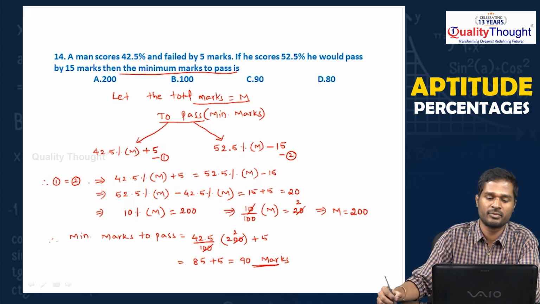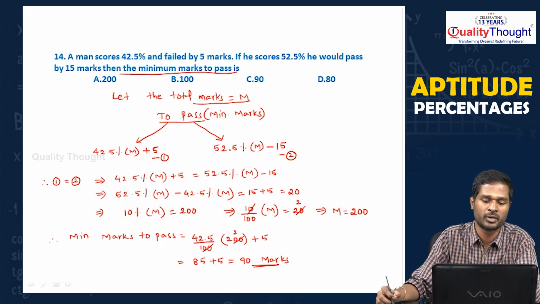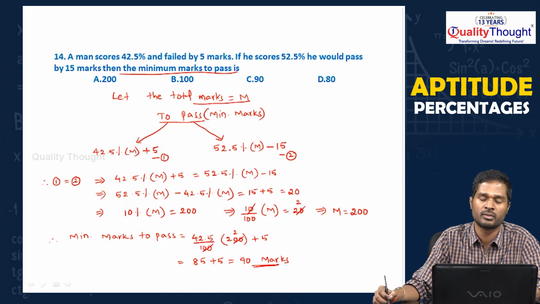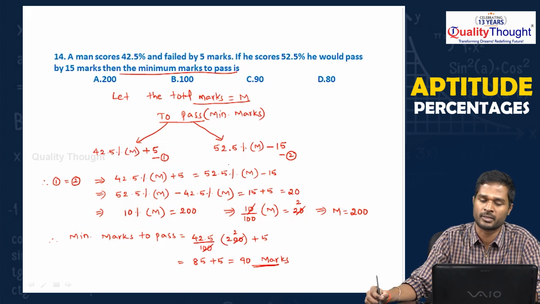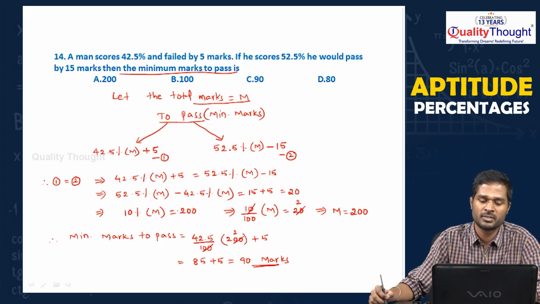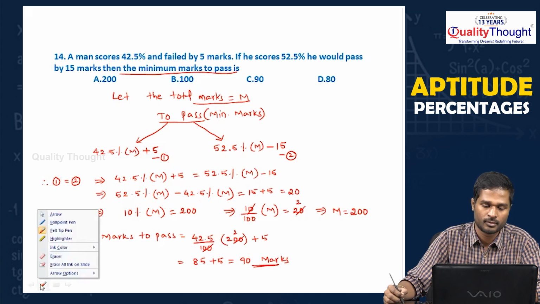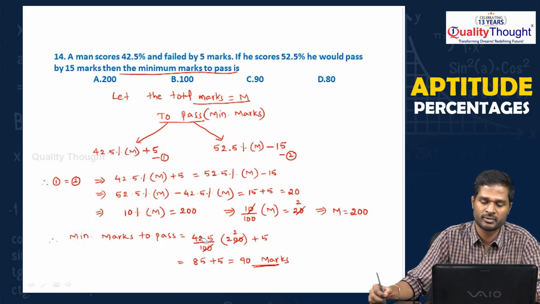So to pass in the exam, we have written the equation. First case, 42.5% of the total marks plus another 5 we need to add. In the second case, he got 15 marks more than what is required to pass, so subtract it. So in both cases, he will pass in the exam. Write equation 1 equals equation 2. Simplify. So 10% of the marks is 20. So the total marks m is equal to 200.